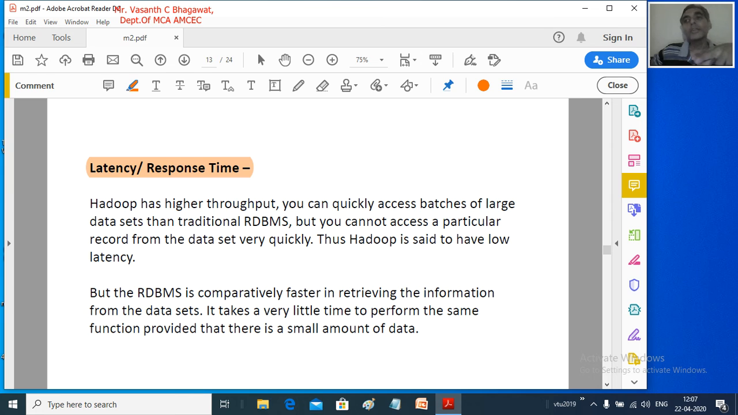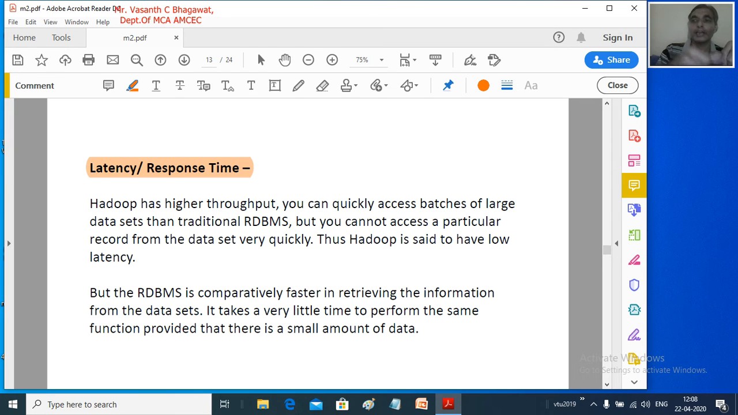But if you are storing it in traditional RDBMS packages, extracting one particular record is very simple and very fast. You just write one simple SQL query, select star from so and so, and you get your record. So when we talk of latency, that is, retrieving information from your data set, it is very fast in RDBMS, whereas it is very slow in Hadoop. So in this feature, our RDBMS goes on top compared to Hadoop, because in Hadoop the retrieval rate is very low.